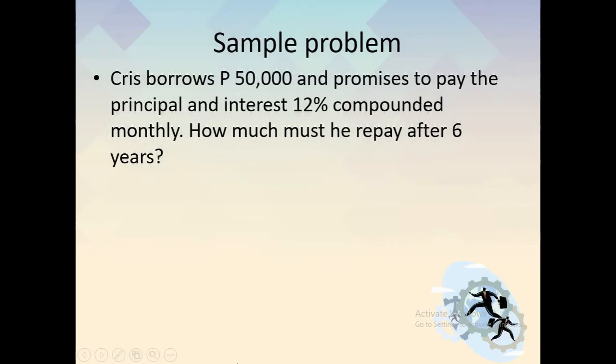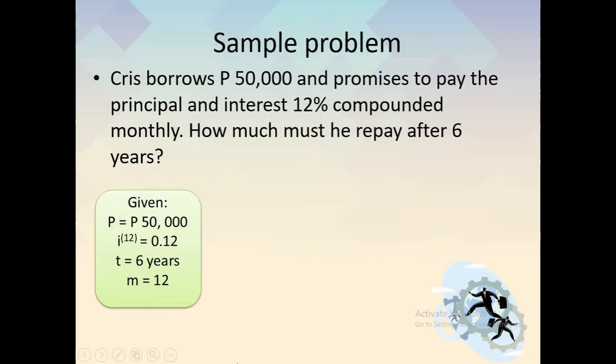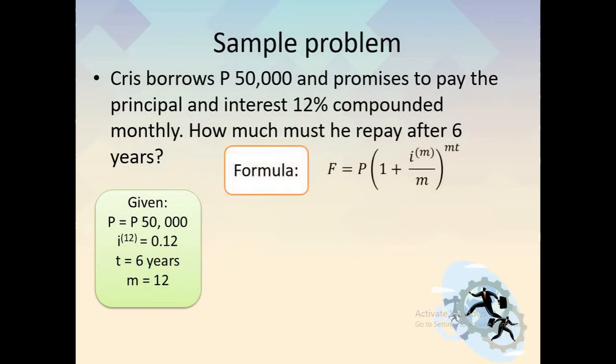Given the principal is 50,000 pesos, i^(12), or the nominal rate of interest, is 12% or 0.12. The t, or time, is 6 years, and m, or frequency of conversion, is 12. So we will now use the formula F is equal to P times the quantity 1 plus i^(m) over m to the power of m times t.